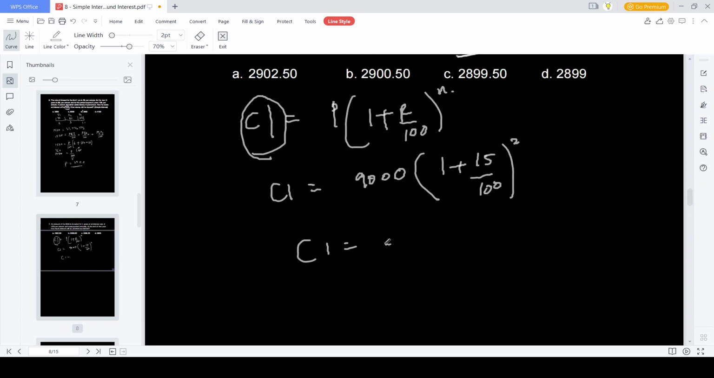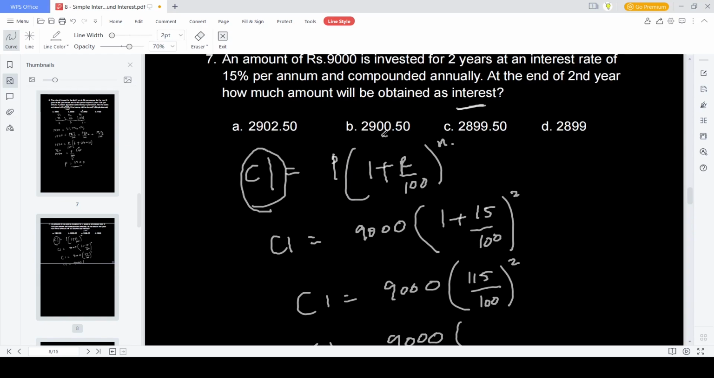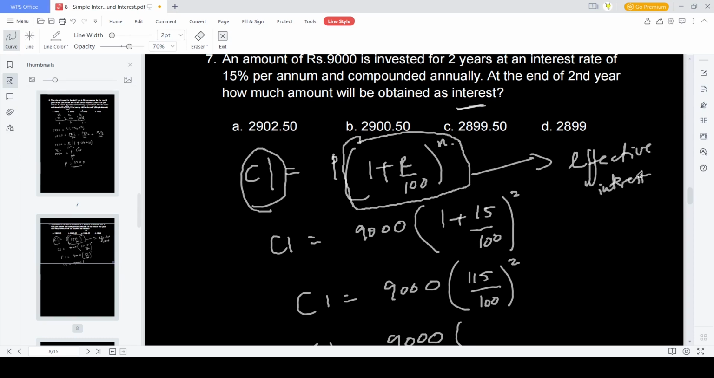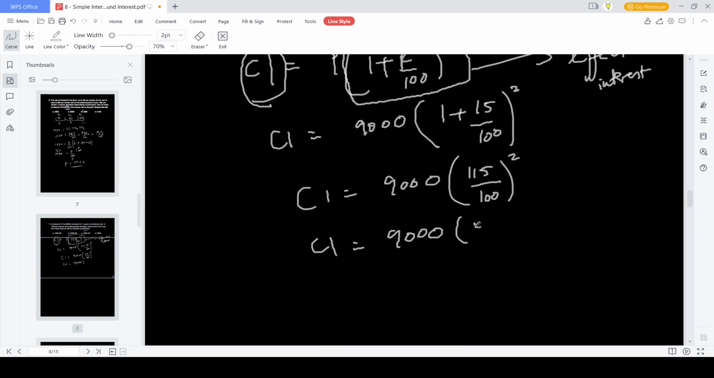Okay, this was 9,000 into 115 by 100 to the square, which is nothing but 9,000 into, see, always this part, whatever you multiply by the principal amount for compound interest, is called the effective interest. Okay, effective interest. Okay, so always write it as a decimal because it's easy to square. 1.15 the square. Okay, now I'll just calculate 1.15 square, which comes as 1.3225. Okay, I'll multiply that by 9,000.